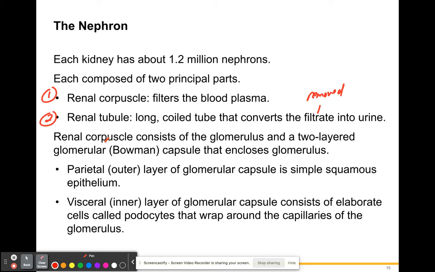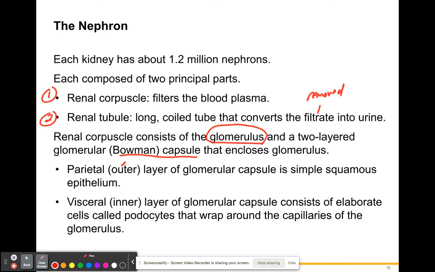The corpuscle itself is made of two things that we really need to understand. One of those is called the glomerulus, and the other one is the thing that surrounds the glomerulus, which is called the Bowman's capsule. It can also be called the glomerular capsule. So this renal corpuscle, the thing that actually filters the blood, is going to be this glomerulus, and that glomerulus is going to be surrounded by a Bowman's capsule. I'm going to show you pictures of this in a second.